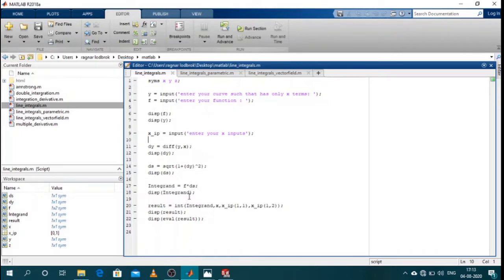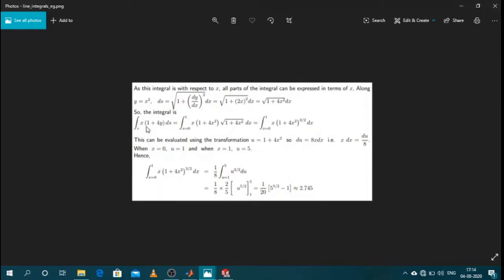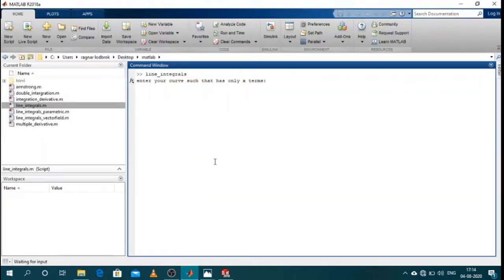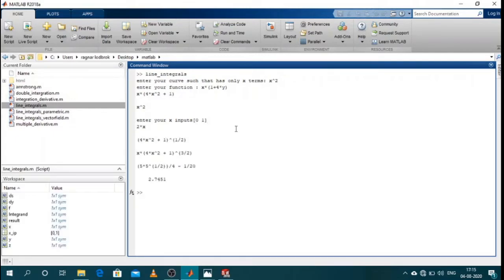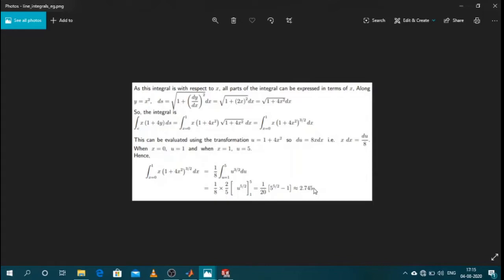So let's take this example. Here your function is x into 1 plus 4y and your curve is y equals x squared. First you enter your curve in terms of x, and second, your function, which is x into 1 plus 4 into y, and then enter your x input. Here the lower limit of x is 0 and the upper limit is 1. You can see your final answer is 2.7451, and that is what you get from this code.